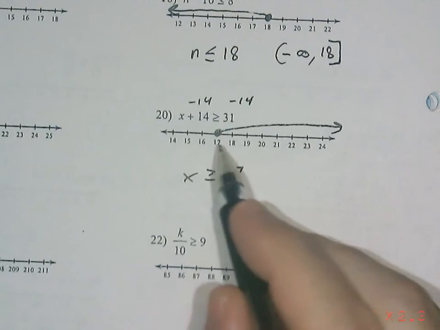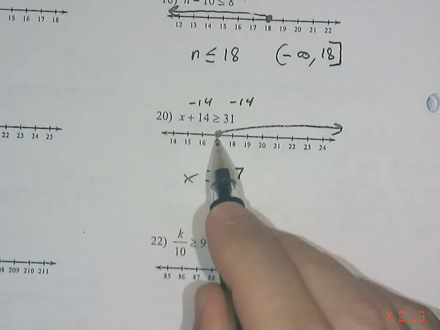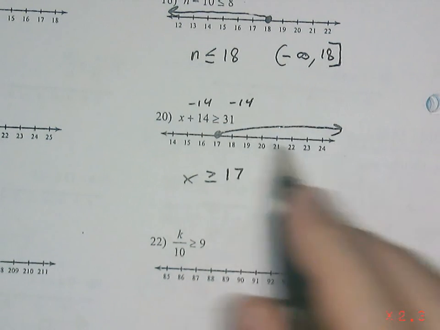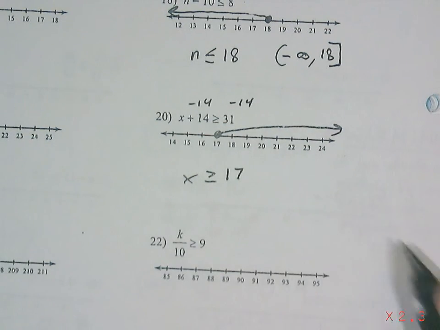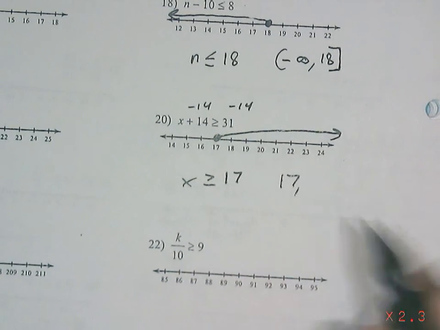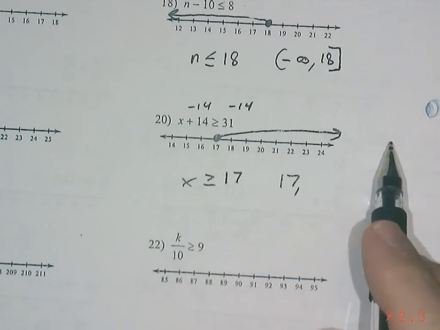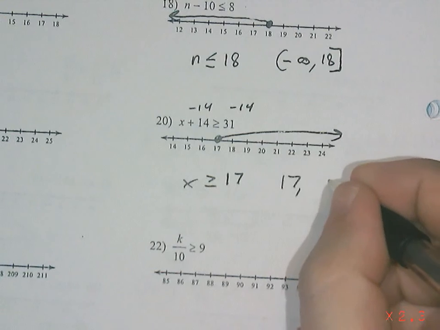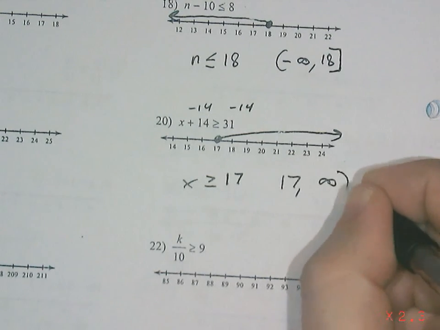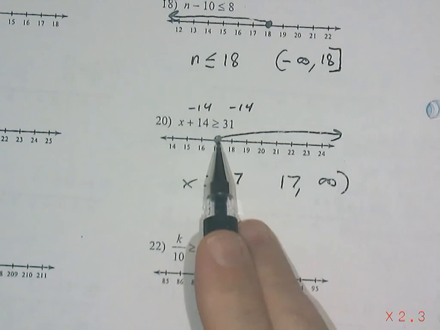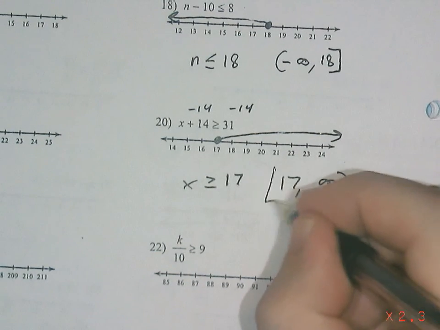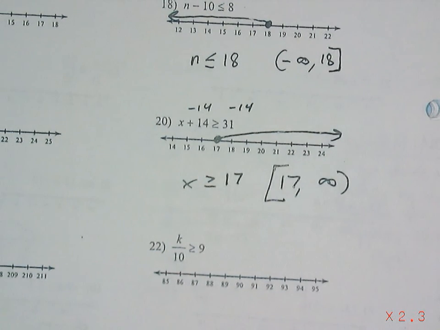Okay, and then the least number on this interval is actually 17, because it doesn't go below 17, right? So 17 would be my least number, and then the greatest number is positive infinity. Okay, and infinity will have a parenthesis. Does it include 17? Yes, I got that filled in circle. So I've got a bracket next to that. And that is your one-step inequalities.